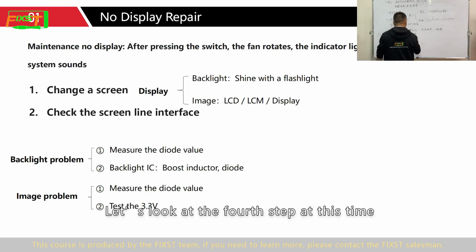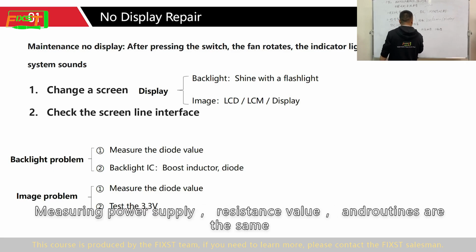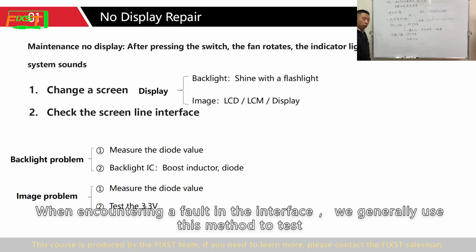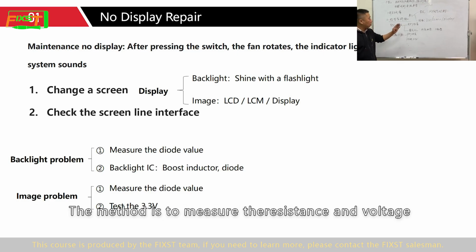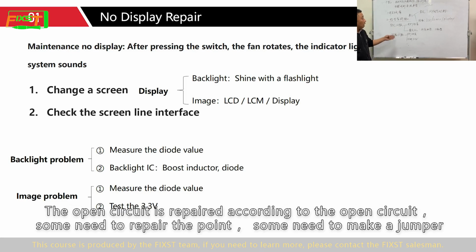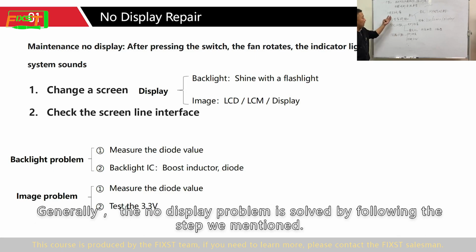Let's look at the fourth step at this time. Measuring power supply and resistance value, the routines are the same. When encountering a fault in the interface, we generally use one method to test: measure the resistance and voltage. An open circuit is repaired according to the open circuit: something to repair the point, something to make a jumper. Generally, the no display problem is solved by the steps we mentioned.